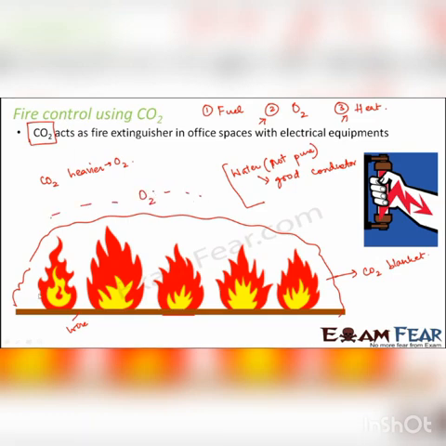Now, if you see, due to the presence of this blanket of carbon dioxide, the contact between oxygen and the substance, this is the substance, is being cut due to the presence of carbon dioxide in between. Since the supply of oxygen is cut, there is no oxygen supply, so there is no combustion, so there is no fire. That is how carbon dioxide acts as a fire extinguisher.